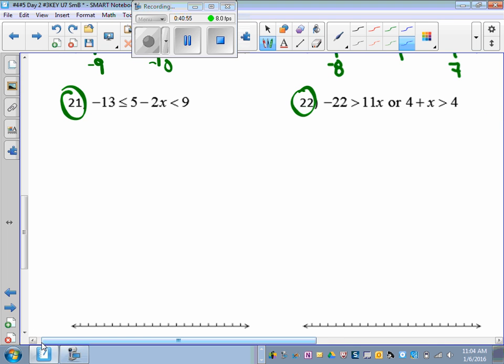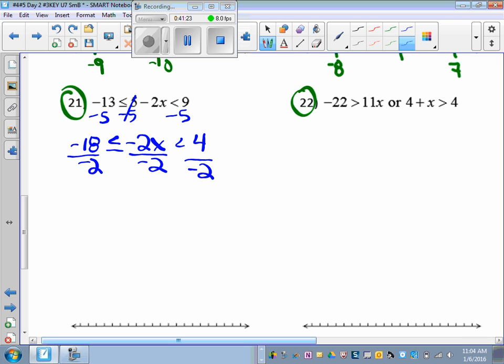All right, so 21, we have to subtract 5 from both sides. So I get -18 is less than or equal to, those cancel, -2x, which is less than 4. All right, Joe, what's my next step? -18 divided by -2 gives me +9. Now, what do I have to do with my inequalities when I divide by a negative? Flip them. Good. That reduces down to 1x, which is just x. Flip that one as well.